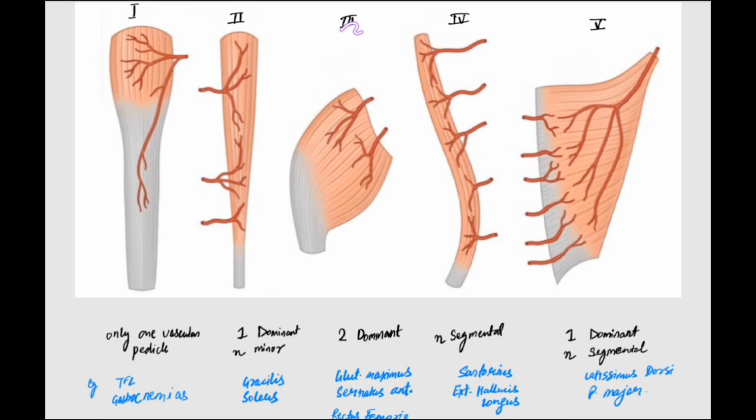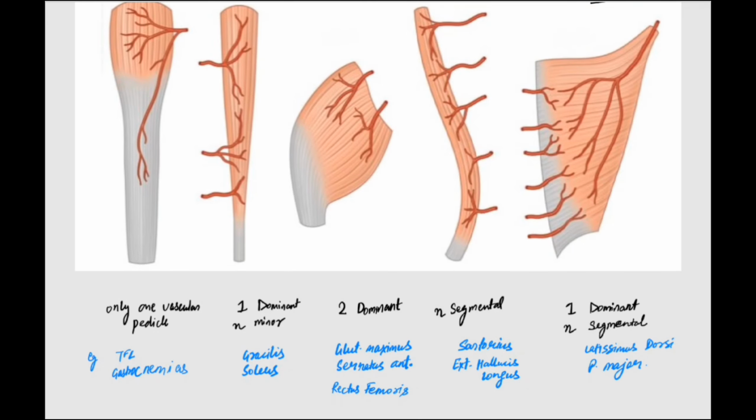Now coming to the type 3 flap. In type 3 flap, there are two dominant vascular pedicles. The entire flap can be harvested on either of the vascular pedicles. For example, the classic examples are the gluteus maximus flap, serratus anterior and the rectus femoris flap.